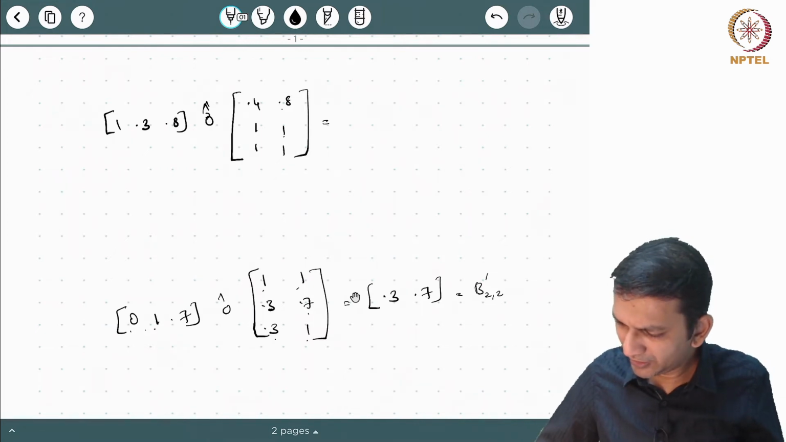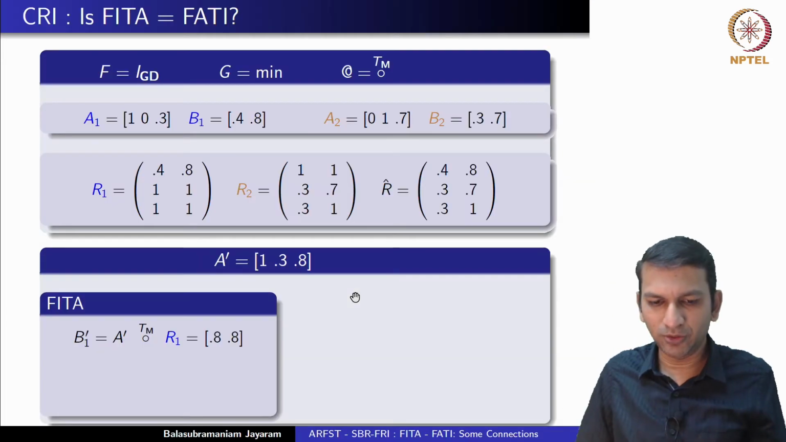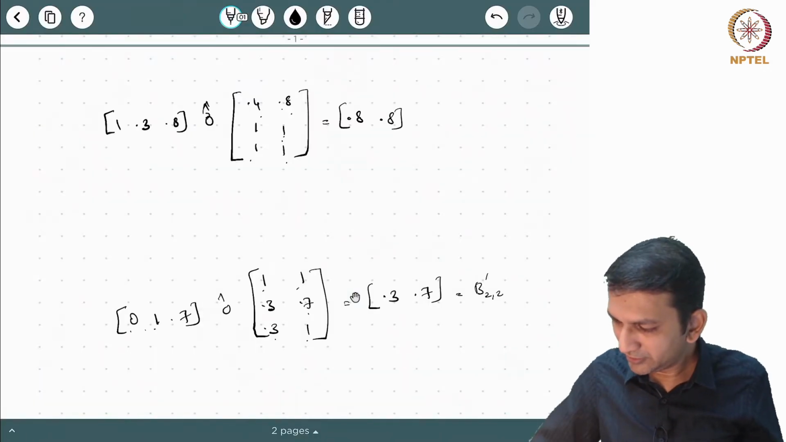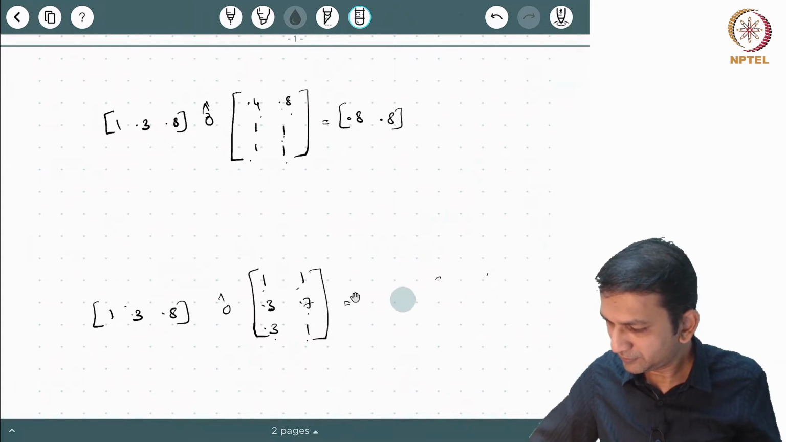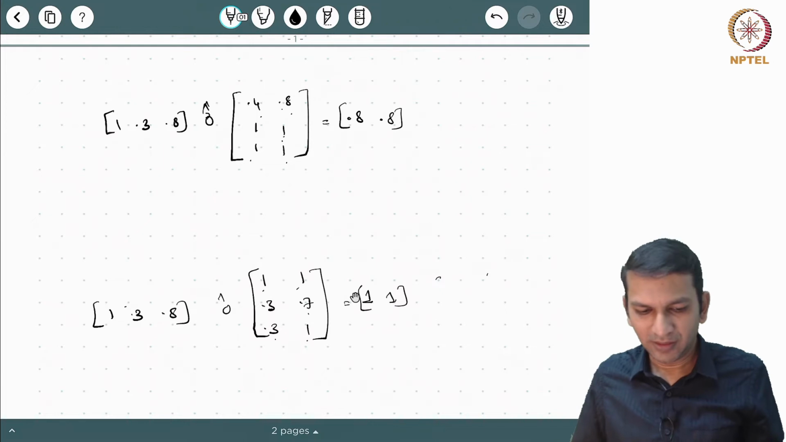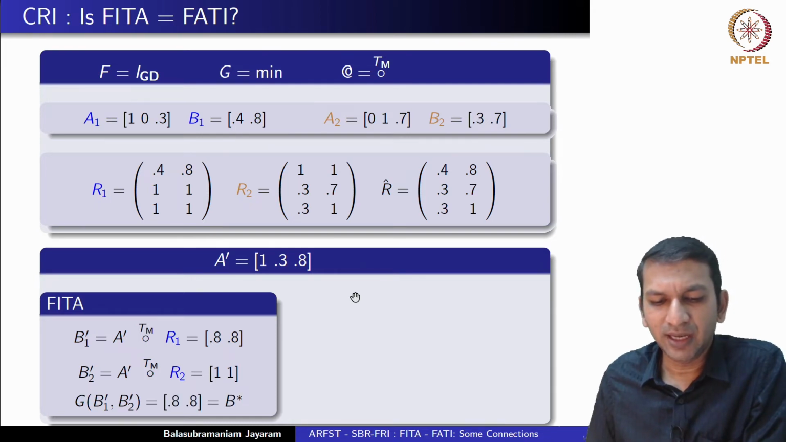So what we get is 0.4, 0.3, 0.8, 0.8, 0.3, 0.8. So we get 0.8, 0.8 as the output. Now we need to apply this A dash also to R2. R2 is here. 1.3, 0.8. So max is 1. Again max is 1. So this is 1, 1. Now we aggregate these two local outputs, and what we see is we get 0.8, 0.8 as the B star.